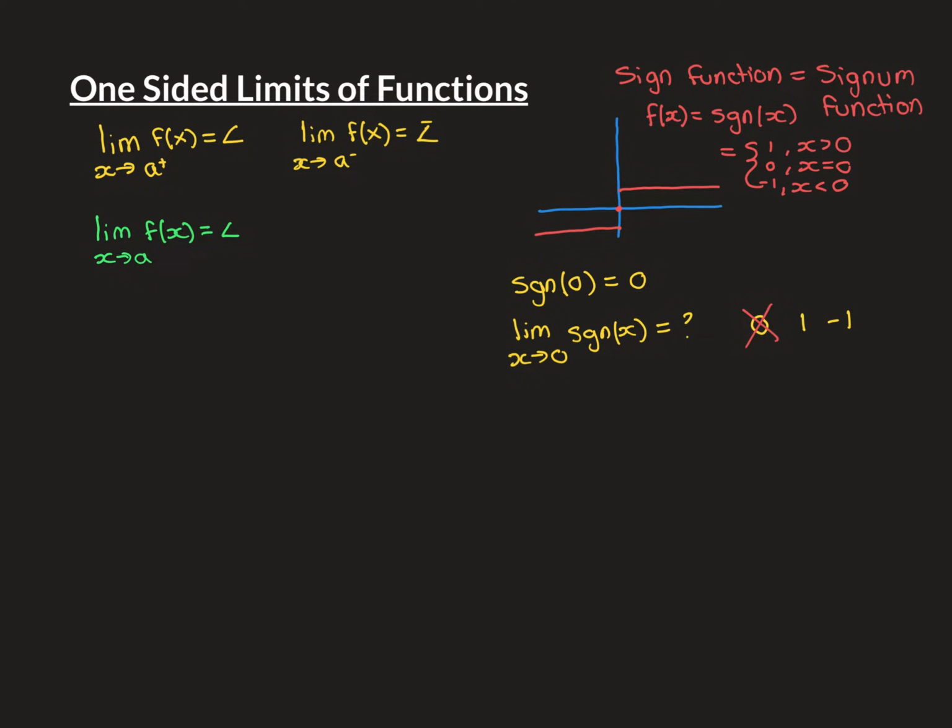I've put a cross through that one. Let's now look at the other 2 candidates. Let's look at 1. Could 1 be the limit as x approaches 0 of sign of x?